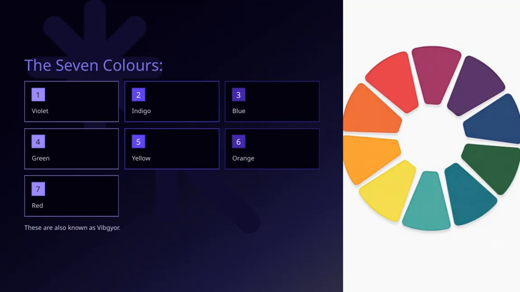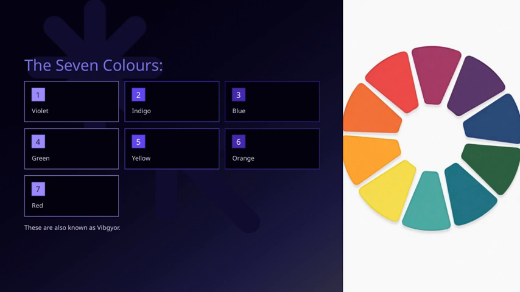Now let's take a closer look at the 7 colors of the rainbow, which are also known as Vibgyor. Starting from the top, we have violet, which is a beautiful deep purple shade. Moving down, we see indigo, a rich dark blue that's often associated with depth and introspection. Next is blue itself, a lighter calming shade that's very familiar to us. Then we have green, symbolizing nature and growth, which is very refreshing to our eyes.